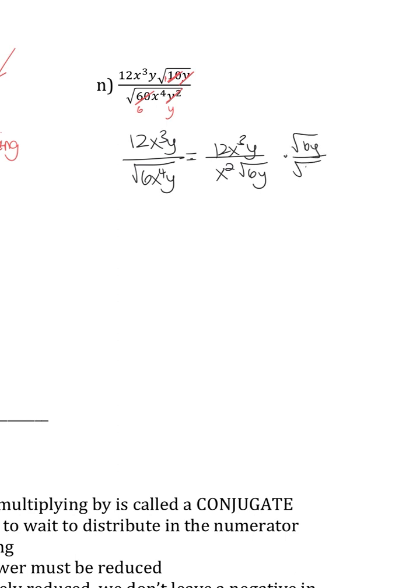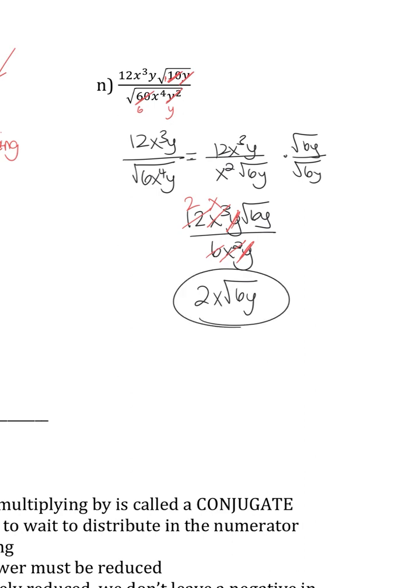Multiply by root 6y over root 6y. 12x cubed y root 6y over 6x squared y. And notice I do have some simplifying I have to do, similar to what I had commented on the previous one. I need to reduce the 12 and the 6, the x squared with 2 of them up here, and 1 y here with 1 y here. Our final answer, 2x root 6y.